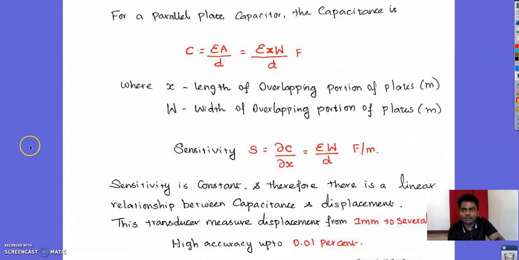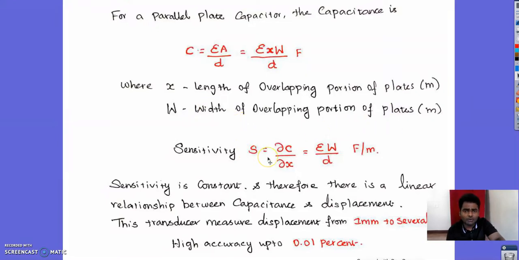And coming to the next slide, for a parallel plate capacitor, the capacitance formula is the same, epsilon A divided by D. Here we are adding a distance, that is, A is denoted as x into W, where x is the length of the overlapping portion of the plates and W is the width of the overlapping portion of the plate.